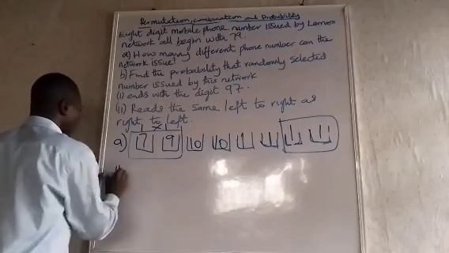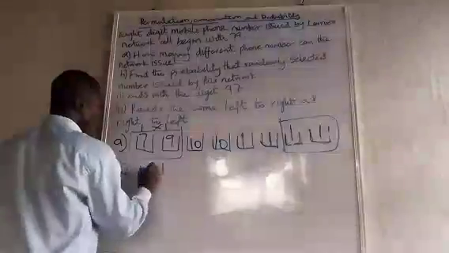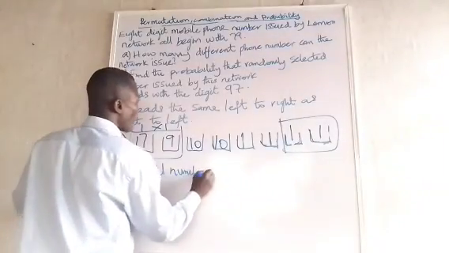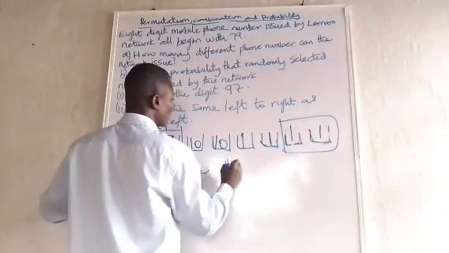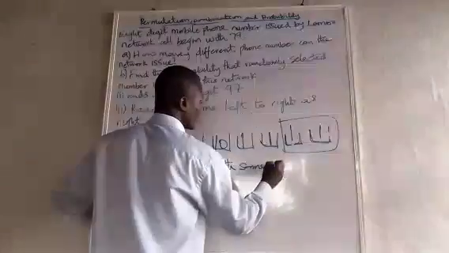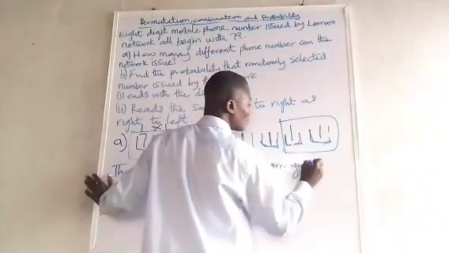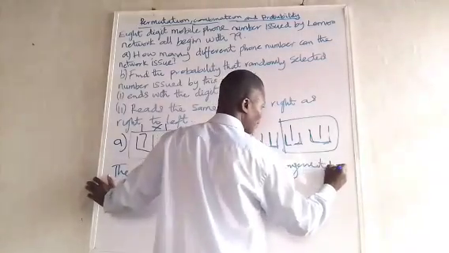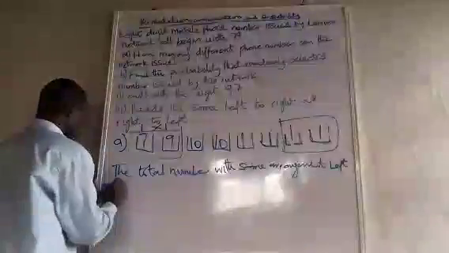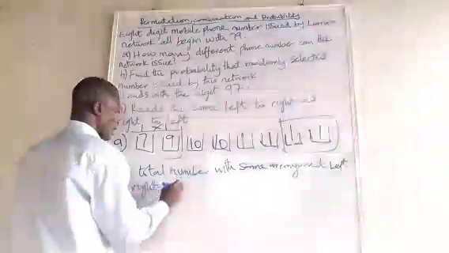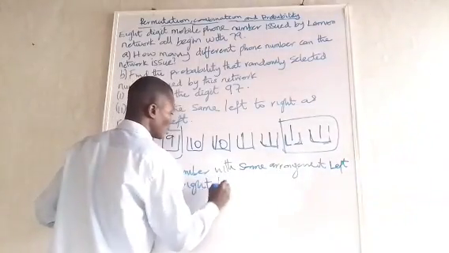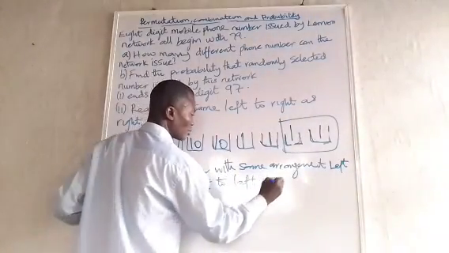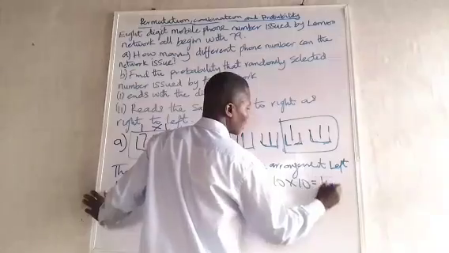So the total number with the same arrangement, left to right as right to left, is equal to 10 times 10, 10 raised to the power 2.